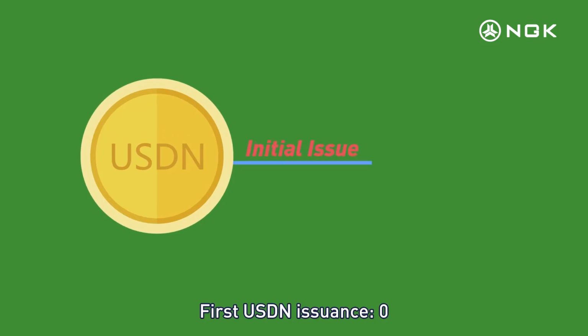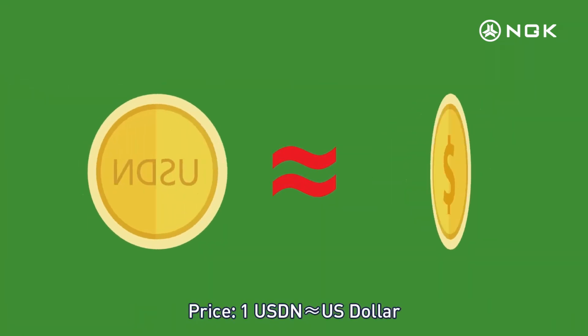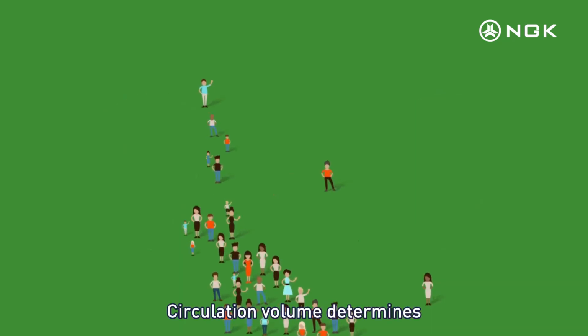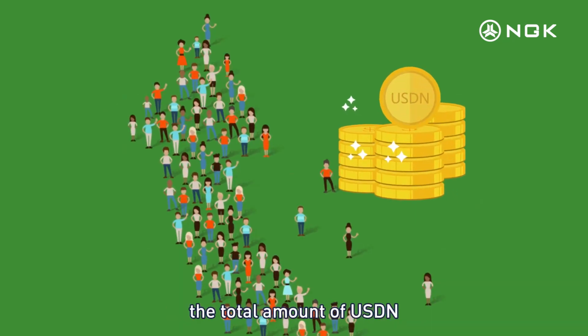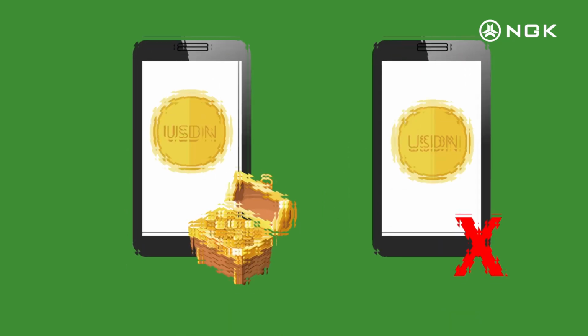First USDN issuance: 0. Price: 1 USDN equals about $1. Circulation volume determines the total amount of USDN to issue or destroy according to the market demand.